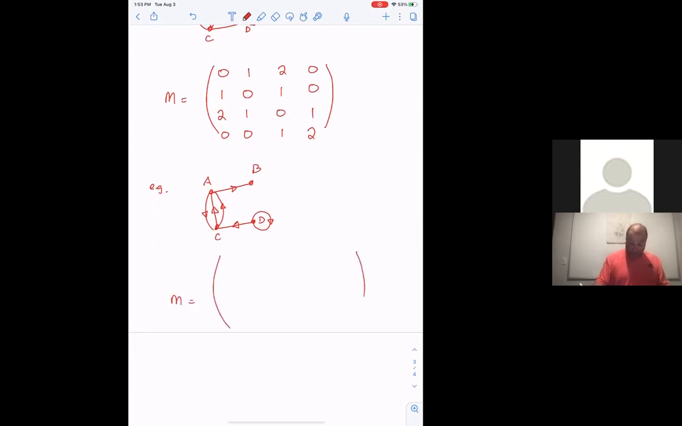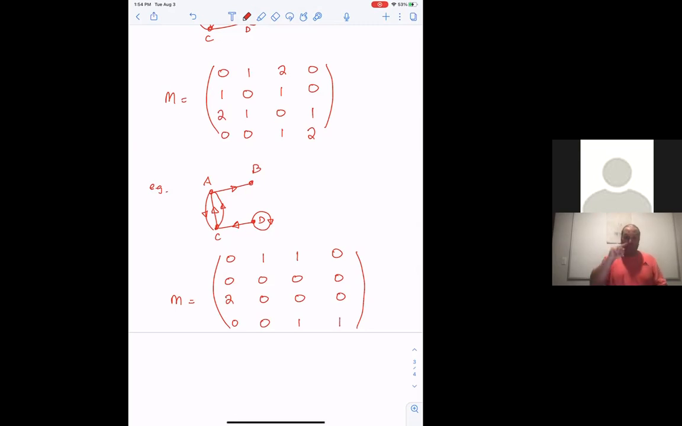So let's take a look. A does not have any loops, so A does not go to A. A goes to B once. A goes to C once, and A does not go to D. B does not go anywhere, so zeros across the board for B. Now C goes to A twice, does not go to B, does not go to itself, and does not go to D. And then D does not go to A, does not go to B, goes to C once, and goes to D to itself once.